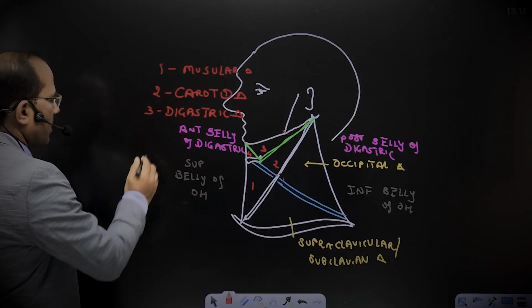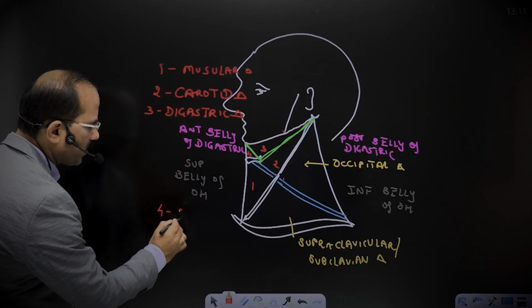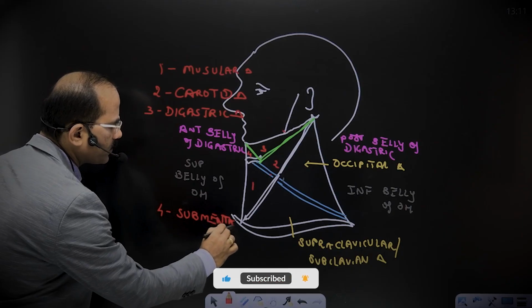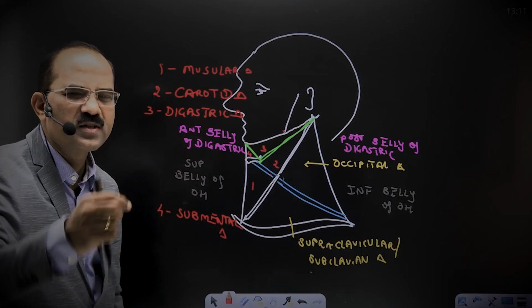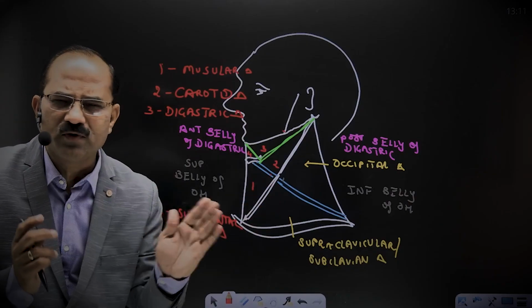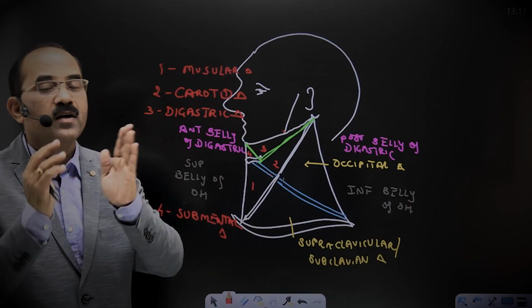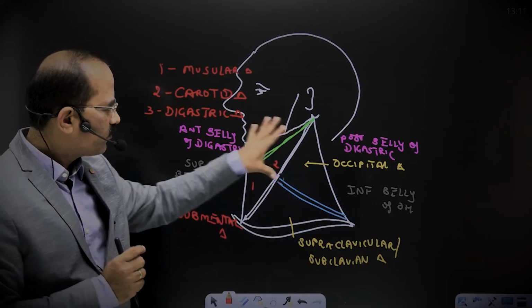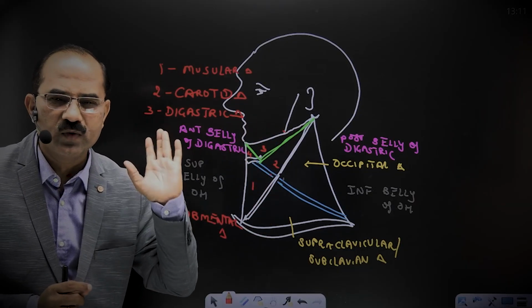Number 4, I would write it here as submental triangle. We get small lymph nodes here, so the submental lymph nodes. Students, a very important topic for you, very important from the viva and MCQ point of view. Clear? So the various boundaries. I hope I'm clear to all of you.